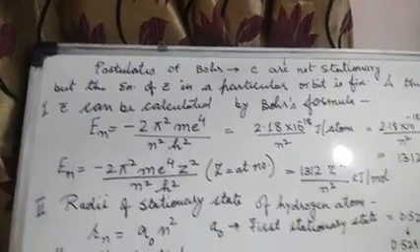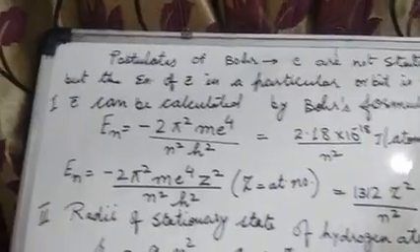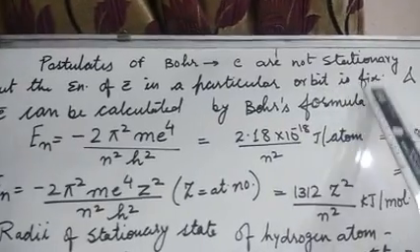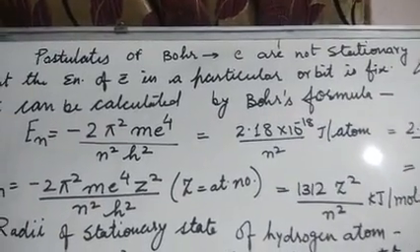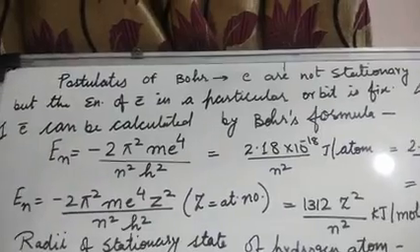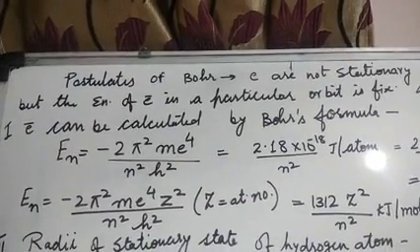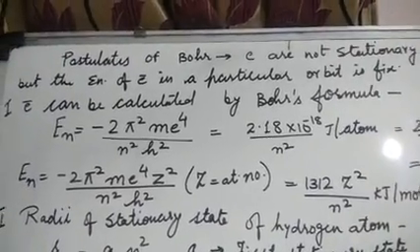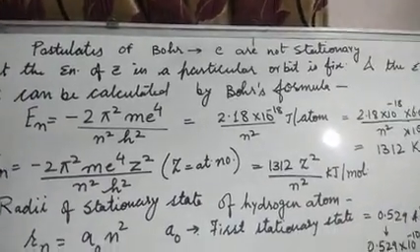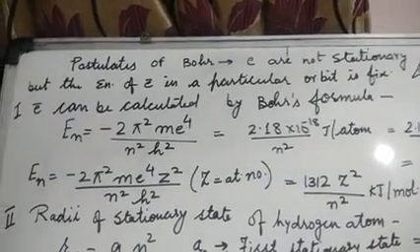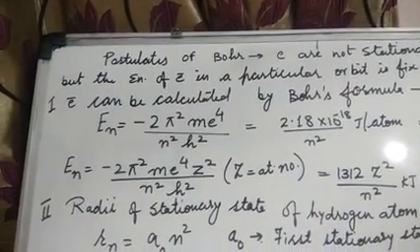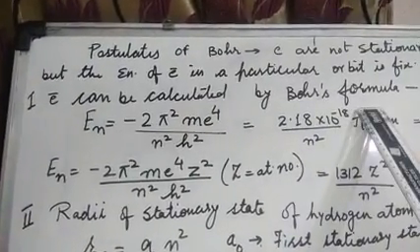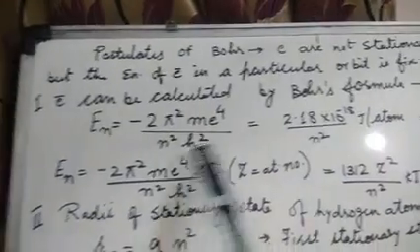But here I have written, students, that electrons are not stationary, but the energy of an electron in a particular orbit is fixed, because an orbit is associated with fixed energy. That's why that electron which is present in that orbit is also having fixed energy. Okay students, so Niels Bohr gave a formula to calculate the energy of an electron, and that formula is called Bohr's formula for energy, and it is En.